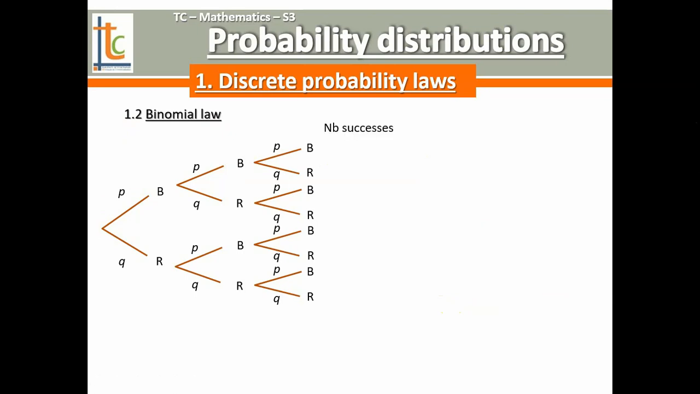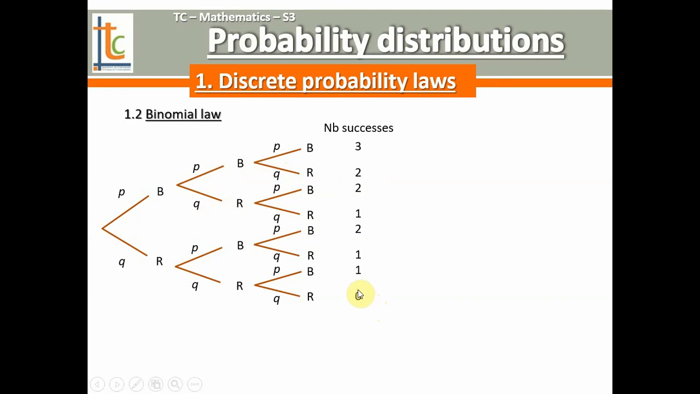The number of successes here, B, is 3 with the first path, or 2 with the second path, BBR, contains 2 successes, BRB contains 2 successes, BRR 1 success, RBB 2 successes, and so on.